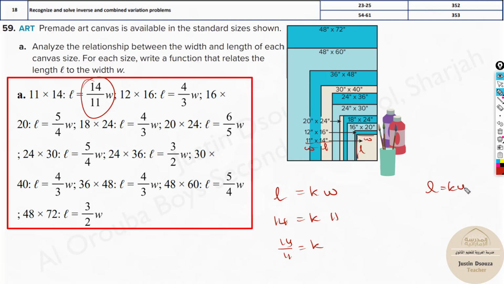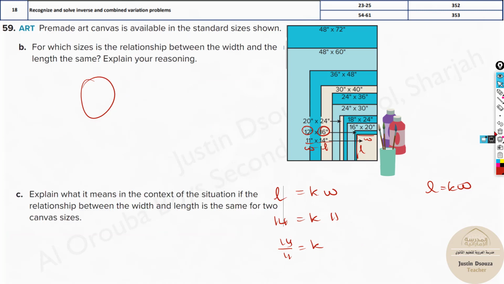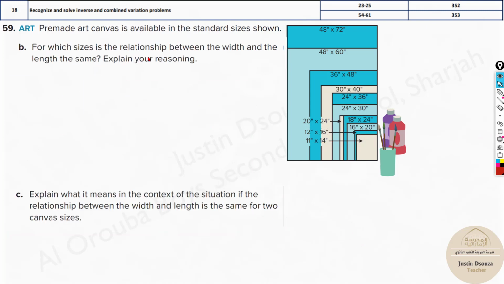So L is equal to kW. So substitute over here. Same thing you do for the other things. But remember, the first one is width, second one is length. And then you can easily find it out the same way. And over here they have asked, for which sizes is the relationship between the width and the length the same?